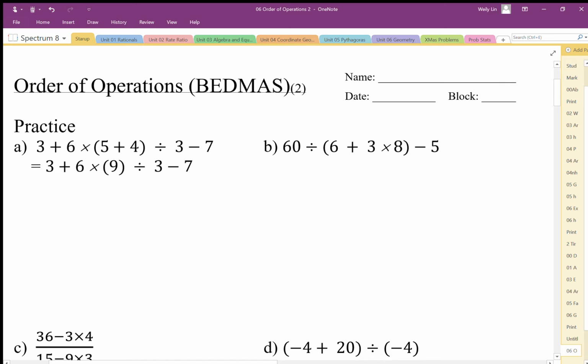So this is going to be equal to, oops, I'm going to change colors here. So this will be equal to 3 plus 54 divided by 3 minus 7. So I'll do the divide next. Minus 7. Again, make sure you're keeping track of all the parts that you're not doing. And so add and subtract are done, doesn't matter the order. So we're going to end up with 21 minus 7. So we end up with 14.